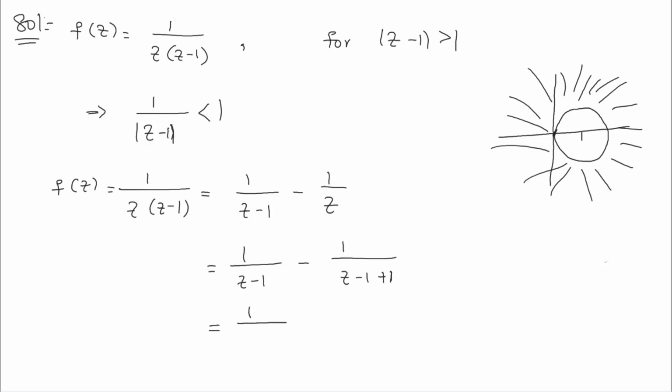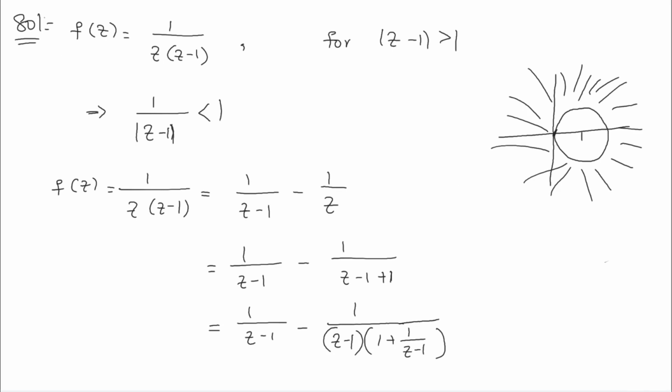From this we can see 1 divided by z minus 1 minus 1 divided by z minus 1 plus 1. I can take z minus 1 outside, then we get 1 plus 1 divided by z minus 1. So f of z is nothing but 1 divided by z minus 1 minus 1 divided by z minus 1 times 1 plus 1 divided by z minus 1, whole inverse.